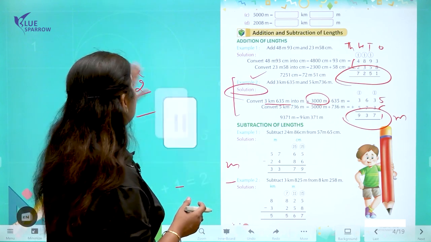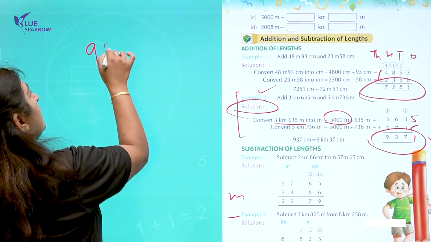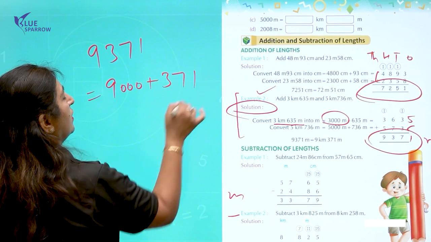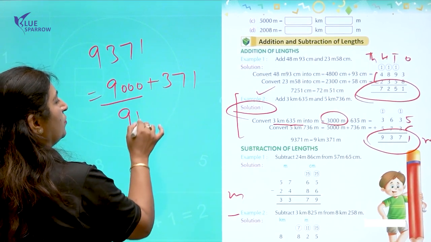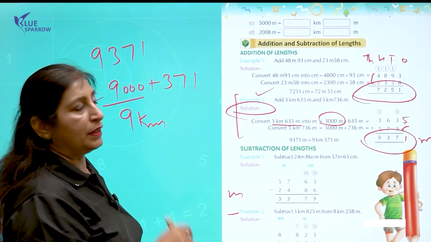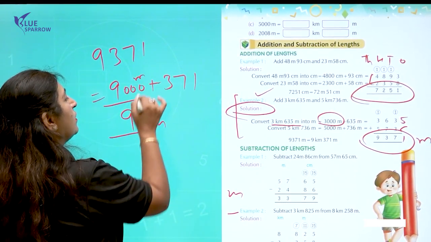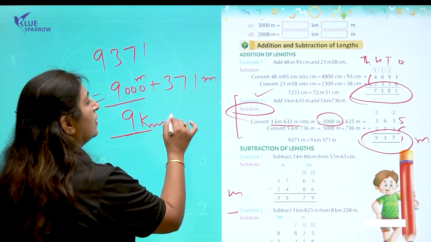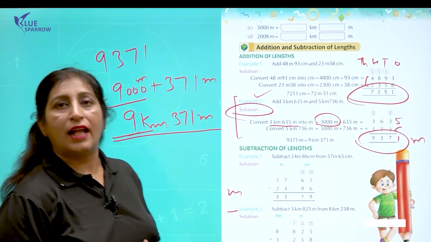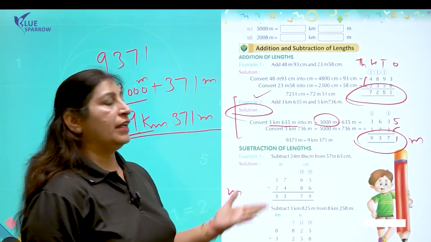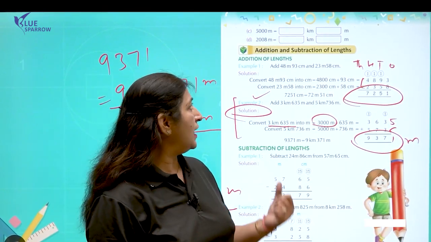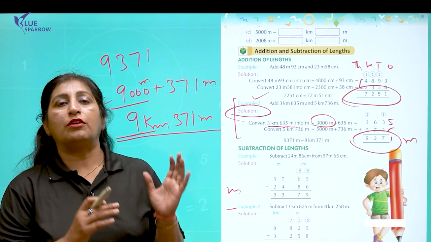So 9371 can be written as 9000 plus 371. So 9000 means 9 kilometer because there are 1000 meter in 1 kilometer. So 9000 meter make 9 kilometer and 371 meter would be written as it is, so that our answer becomes 9 kilometer 371 meter.